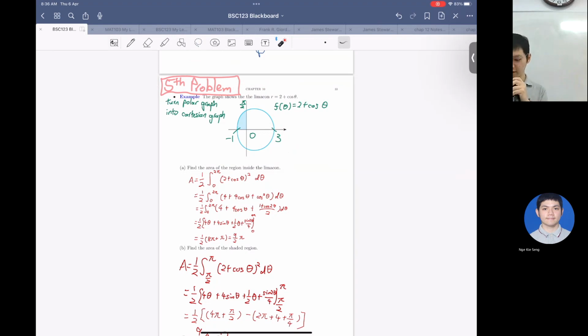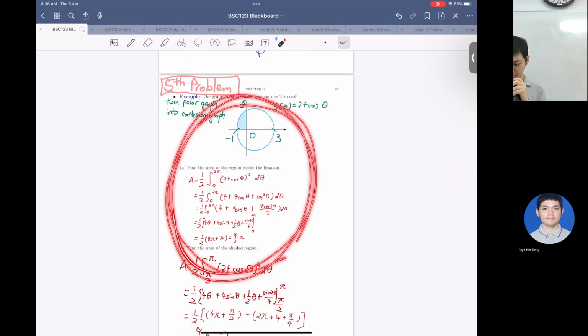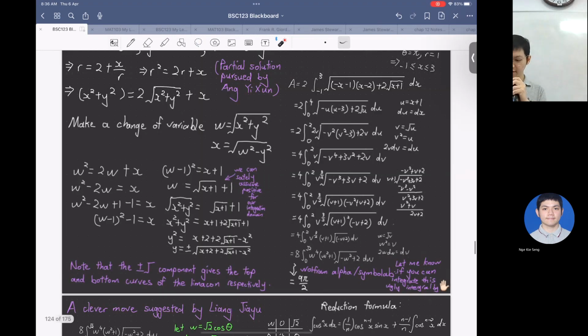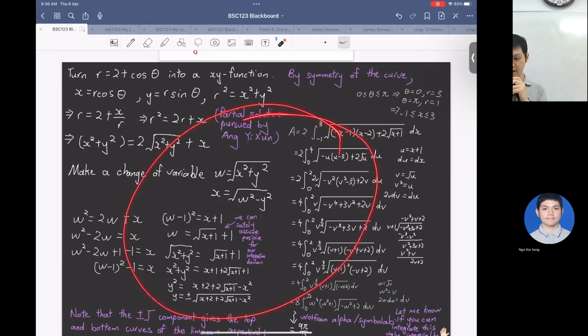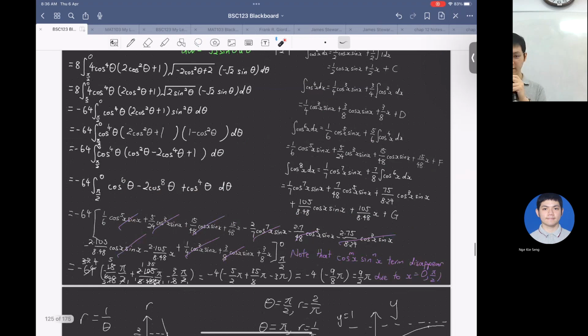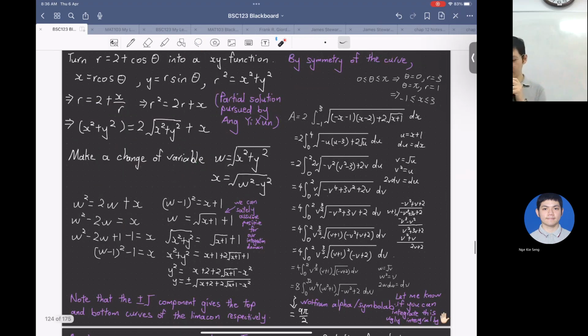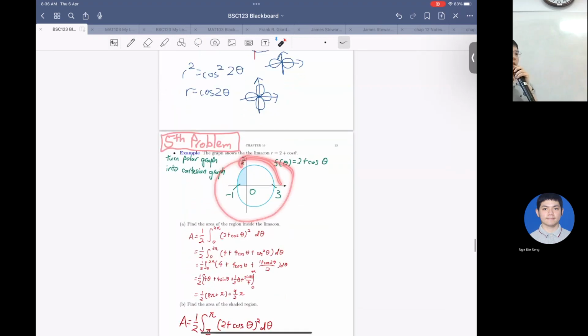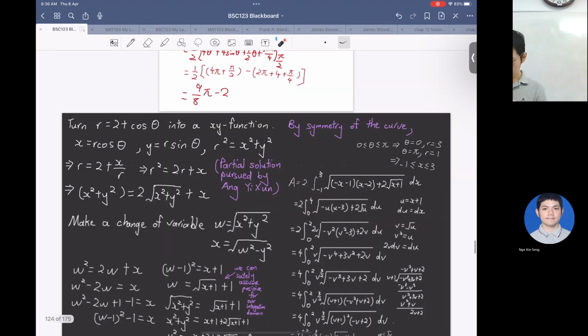The first way we did in the lecture is the polar graph. The second way we tried is the XY graph. And then the third way, which I didn't show here, was done by Jinghua, and I think Hongyu also tried it, using the parameterized curve. So we have already tried three ways to find this area.